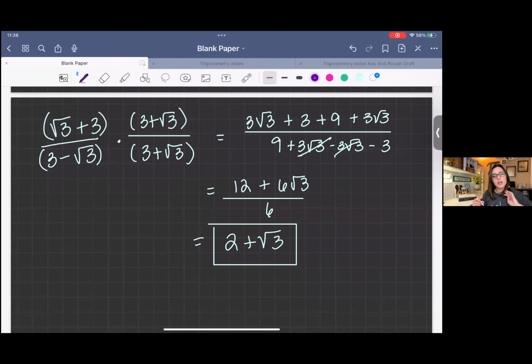We have to use conjugates. Then we have to use distributive property. Then we got to simplify our square roots. So there's lots of algebra in this problem, which is why I included it in the notes, so that if you do come across something like this, now you know how to fix it.